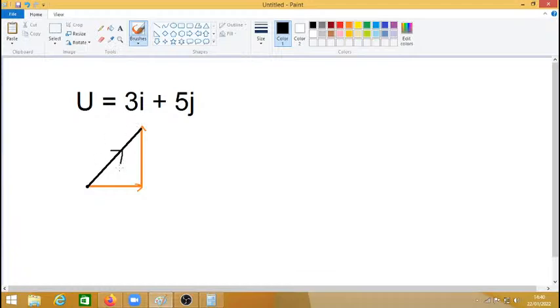And we want to work out what that is. If this is 3 and this is 5, I'm just going to use Pythagoras. So 3 squared plus 5 squared, and then square root that. So that gives you the square root of 34.